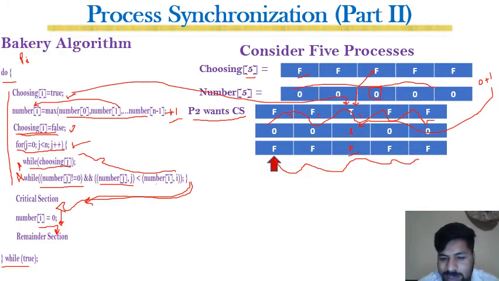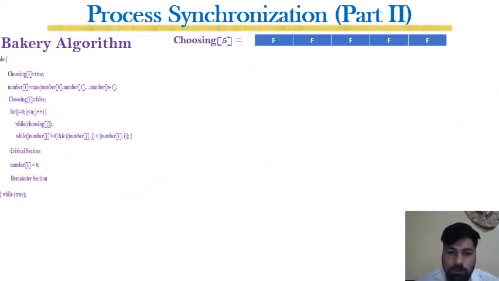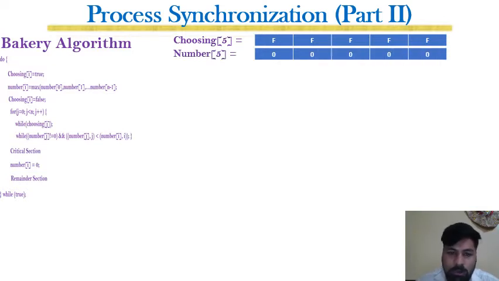Let us see with an example. For example, we have 5 processes. So initially an array of size 5 named choosing will be declared, and all values will be assigned false. Similarly, a number array will be generated, and every slot of the number array will be filled with a 0. Right, so this is the initialization phase.